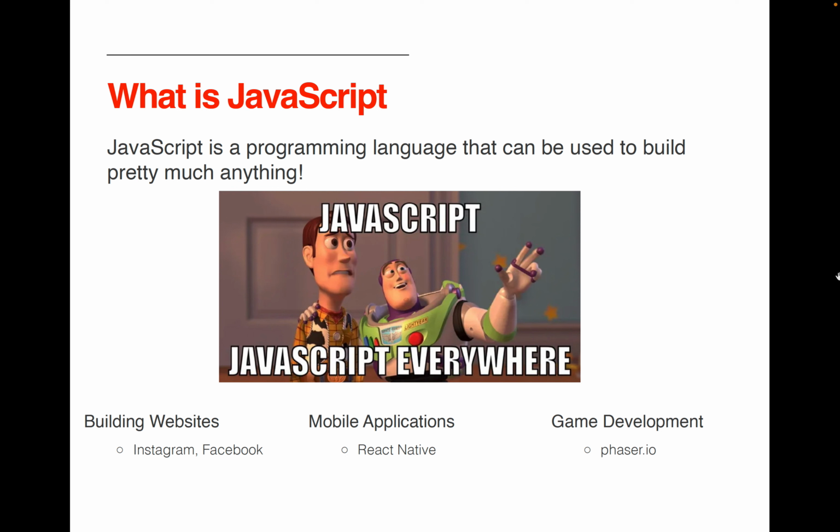So what is JavaScript? JavaScript is a programming language that can be used to build pretty much anything. The most common use of JavaScript is to build interactive websites.